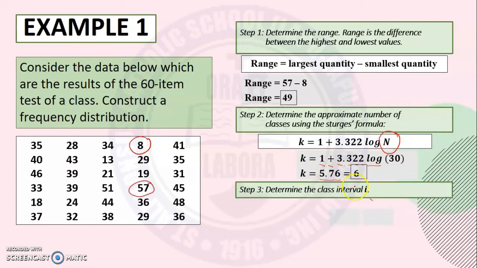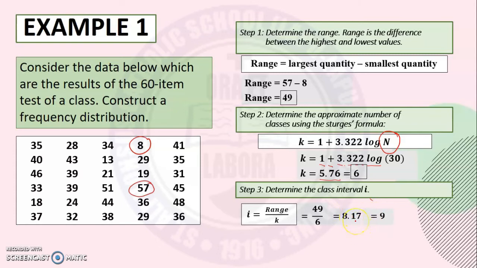Next, step 3. Step 3 is to determine the class interval. So the value of I is equal to the range over k. Our range is 49 and the value of our k is 6. 49 divided by 6 is 8.17. And again, the value of I should always be rounded up. So no matter what the next digit is, 8 should always be rounded up. So it will become 9.